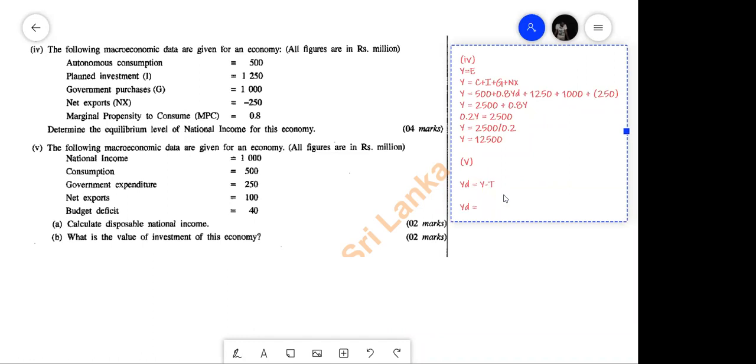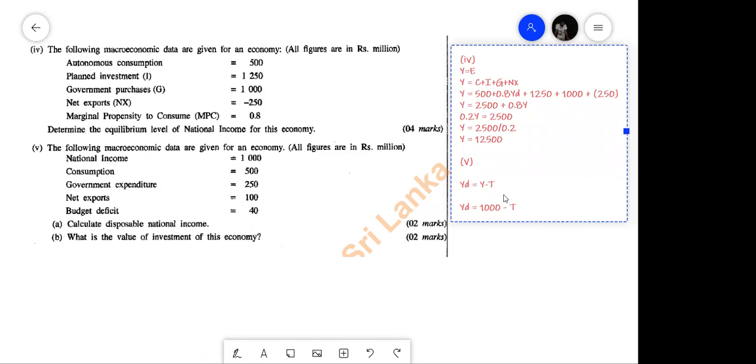The income is given, 1,000. But have they given you taxes? They have not given you taxes. Now you have two unknowns. How do you find this tax figure now? That is important. How do you find the tax figure?